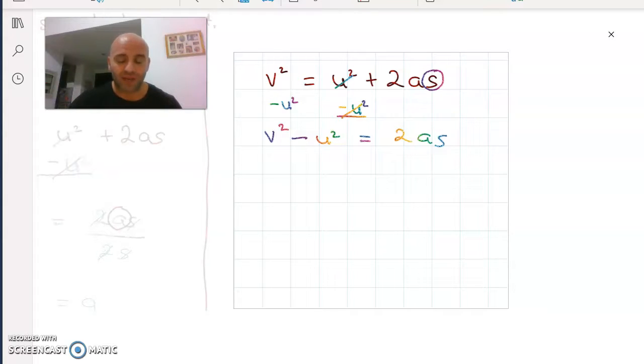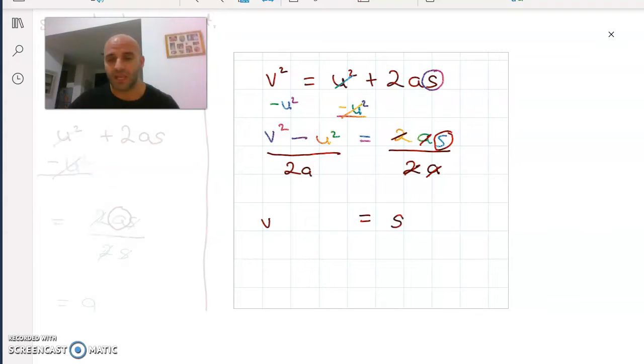So now I have a little look around and I say, well, what's the 2 doing to it and what's the A doing to it? They're both multiplying the S, okay? Again, the opposite of multiplication is division. So I divide on the right by A and 2. If I divide on the right, then I must also divide on the left by the same amount. The 2 cancels with 2, the A cancels with the A, just like in the last example.